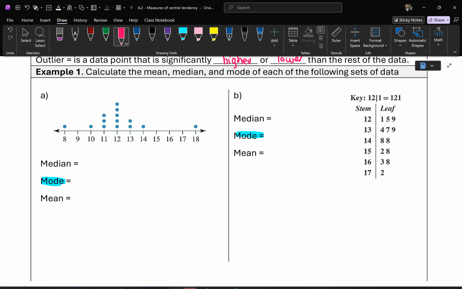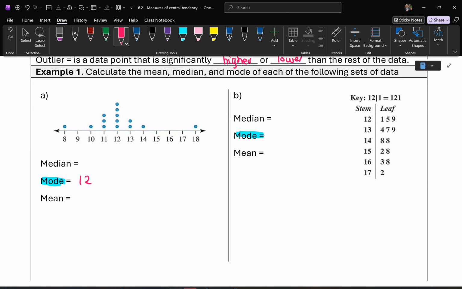So let's pick out a few students. Let's go with Pav. First one, example 1A. What is the most common value based on this graph here? It is 12. Very good. So most common is 12. Write that in if you didn't know.